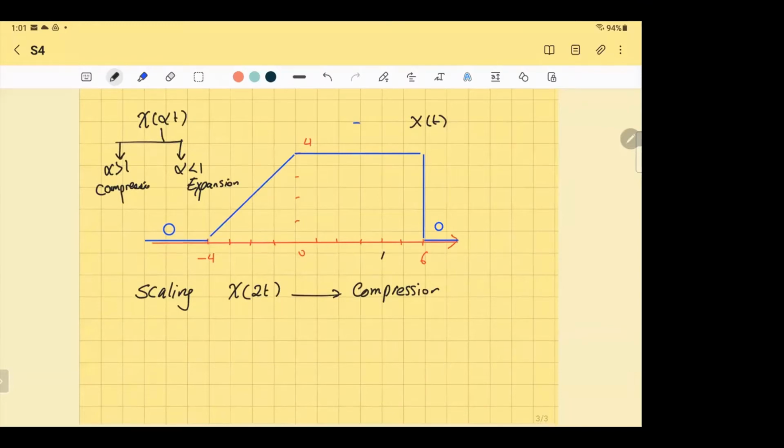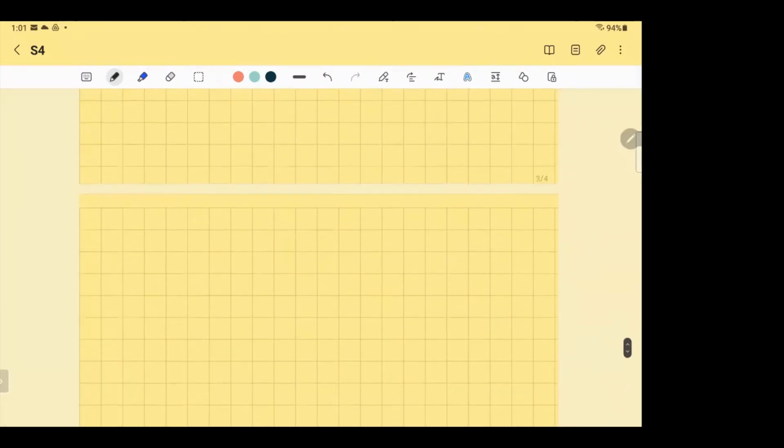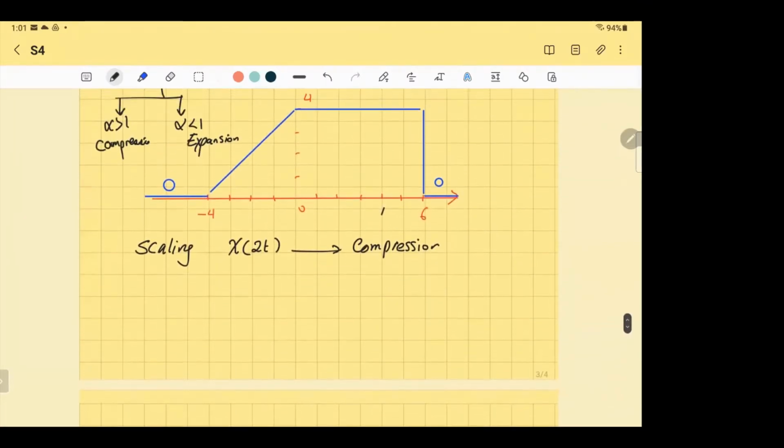So what does it mean? Usually I make a table for the important points that are changing here. So for x of t, you have -4, and you have 0, and you have 6.